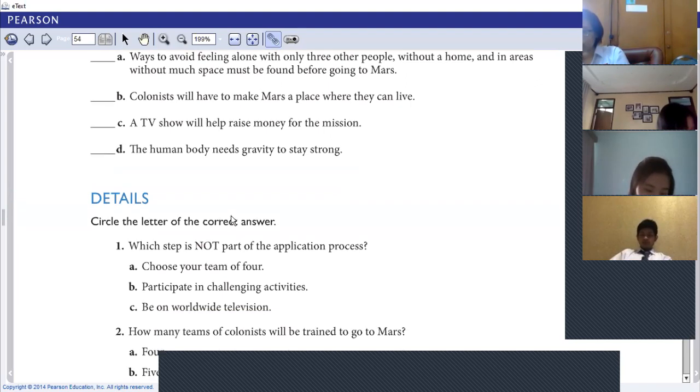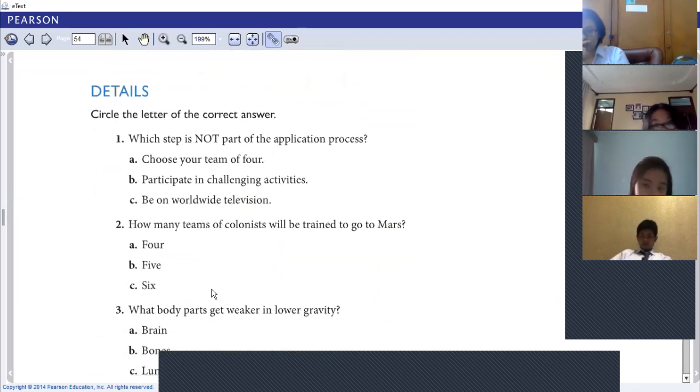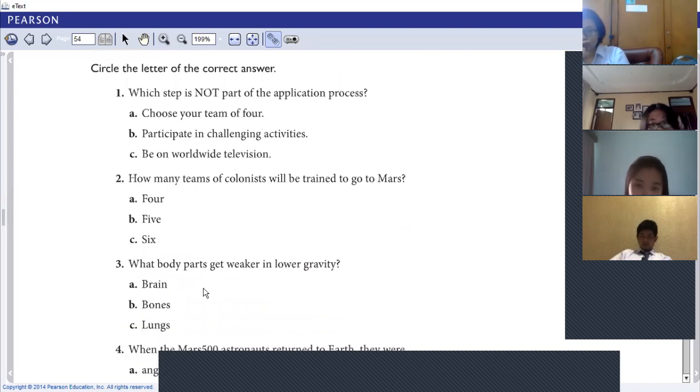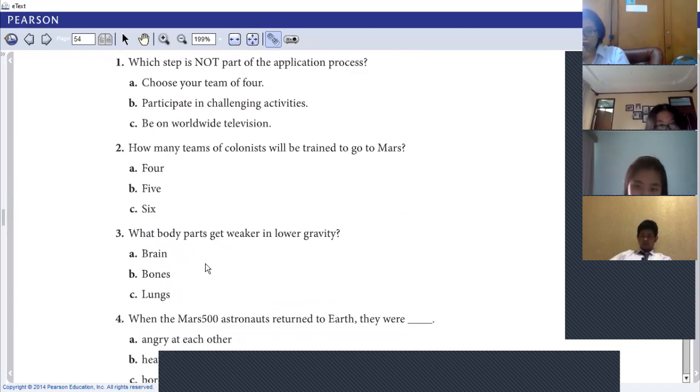Okay, that brings us to the details. Carissa, you didn't annotate. You forgot. Dear Carissa, can you annotate again? Okay, here you had to answer questions number 1 until 5. You had to annotate the keywords first in the question and the answer choice to figure out. Okay, we're going to ask Natalia, what is number 1? Which step is not part of the application process?